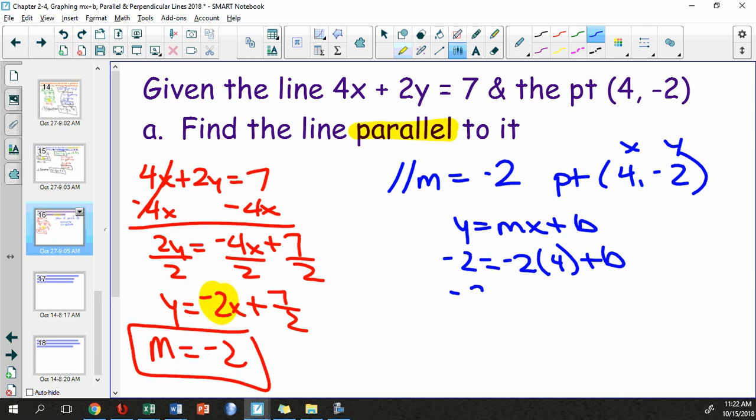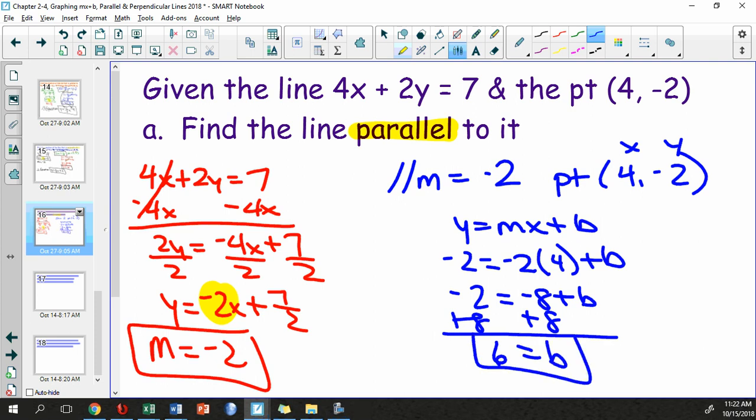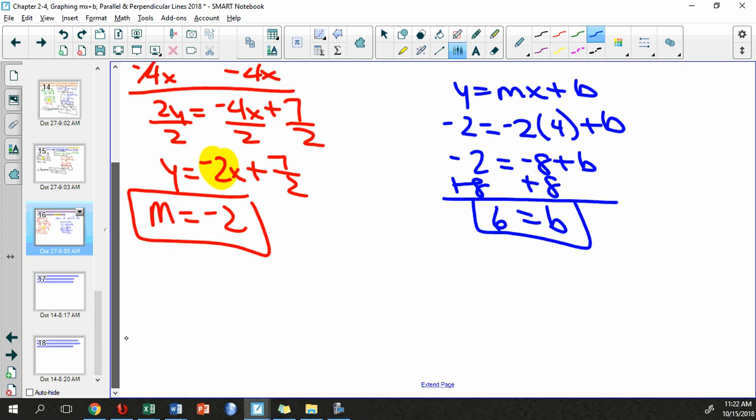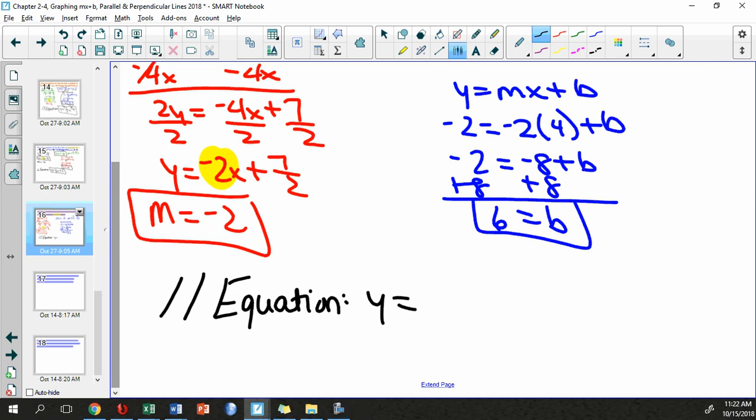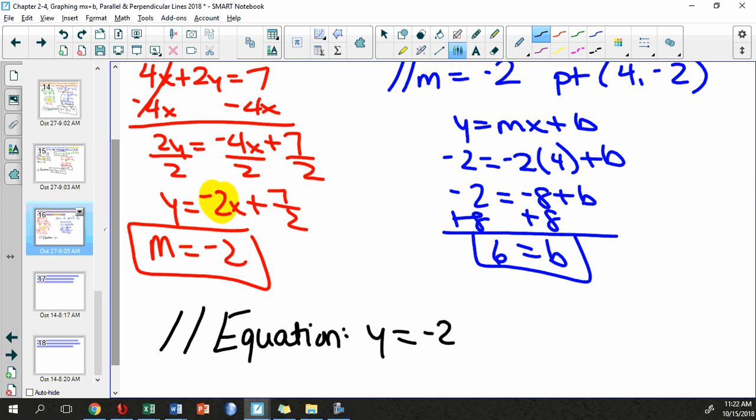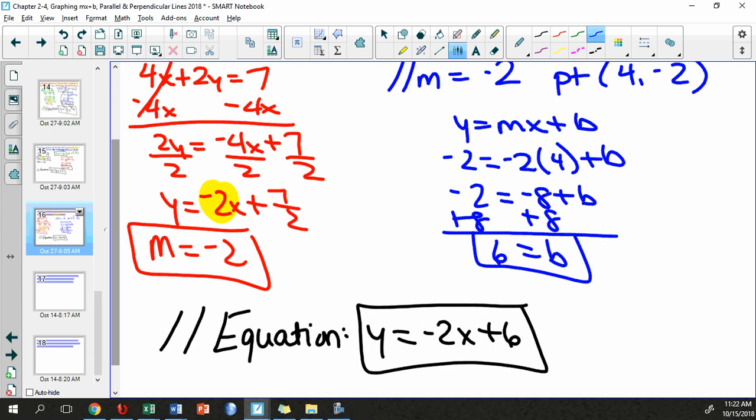Negative 2 equals negative 8 plus b. Add the 8. 6 is equal to b. I am not done. Why? I need my parallel equation, which is y is equal to negative 2x plus 6. Do we understand that, yes or no? Okay, go to the next problem.